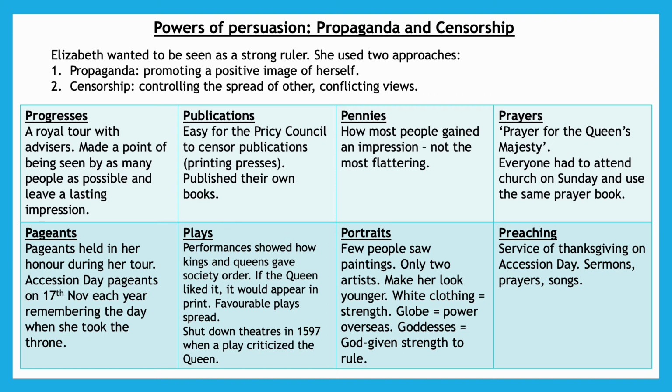So we've got our 8 P's of propaganda. We've got progresses, which were royal tours, so being seen by lots of different people and making a good lasting impression. Publications, so anything that was published through the printing presses. It was easy for the Privy Council to censor them because there weren't many printing presses. There were never more than 60 in England, so it was easy for them to censor and publish their own books.